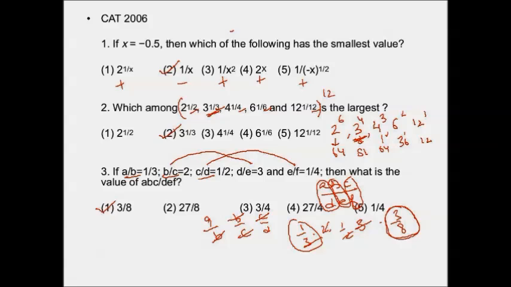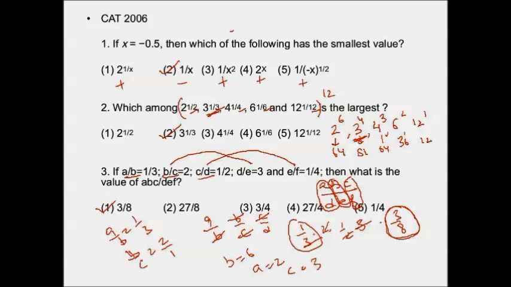There's another way of doing these questions, that we can say if a by b is equal to 1 by 3, that means if I am assuming b as 3, a must be 1. Second option says b by c is equal to 2, that means b is double of c. So let's take b as 6. If b is 6, so a should be 1/3 of this, that means a should be equal to 2. And if b is 6, then c should be half of this, that means c should be equal to 3.